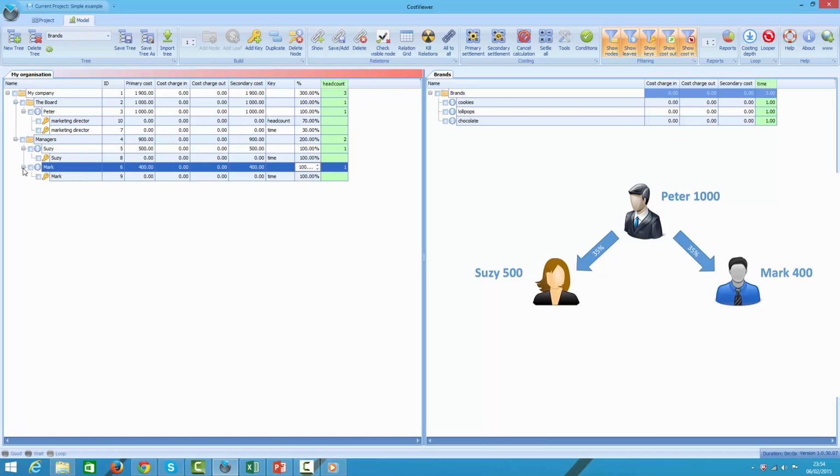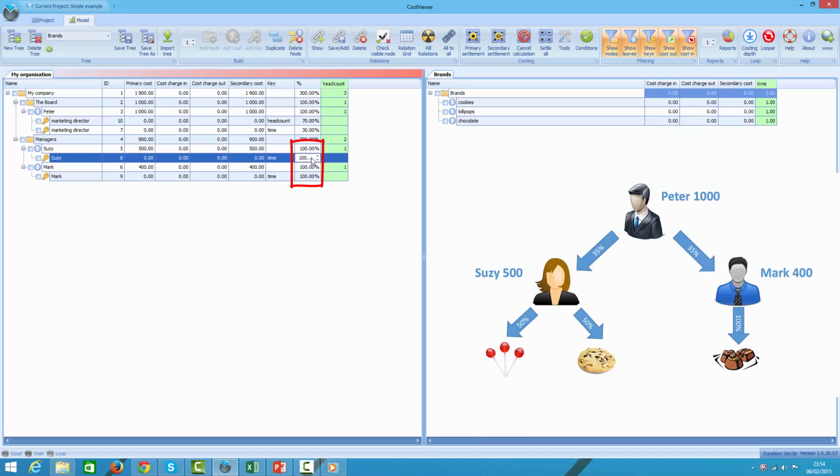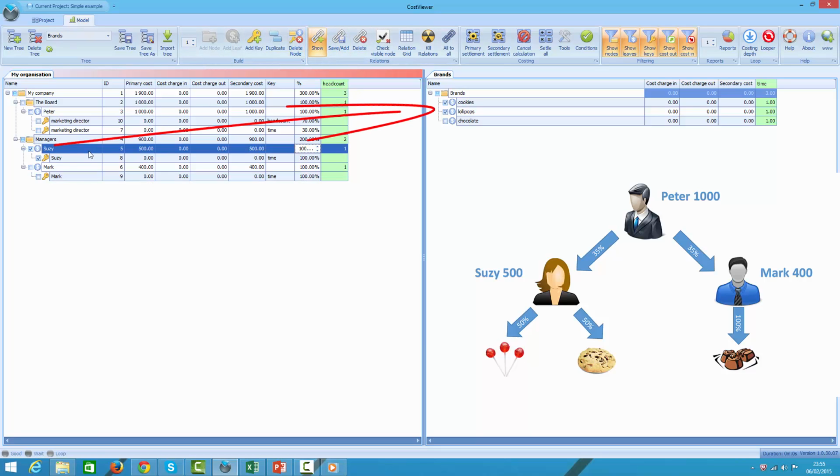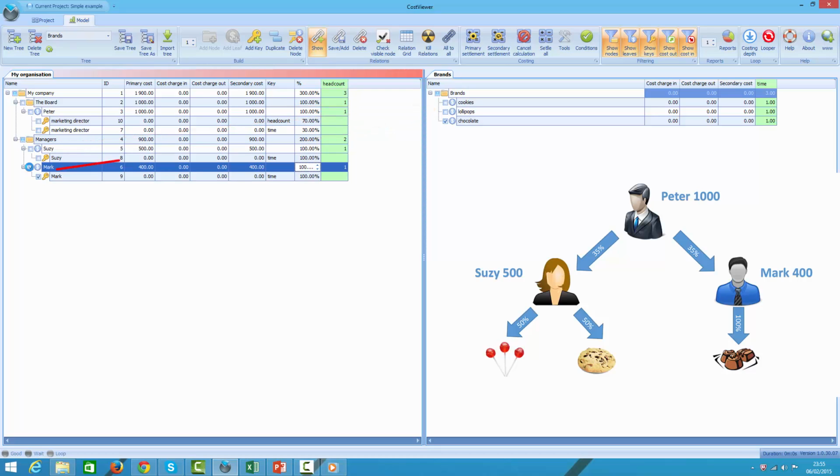Unlike Peter, Mark and Susie are fully devoted to brands. They spend their whole time managing brands. And because Susie is more senior, she looks after 2 brands, cookies and lollipops, and spends the same amount of her time on each. Whereas Mark, being junior, manages the chocolate brand only.